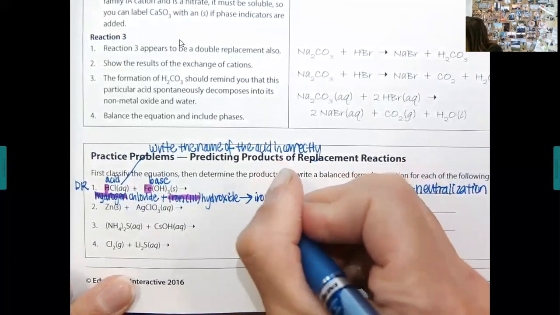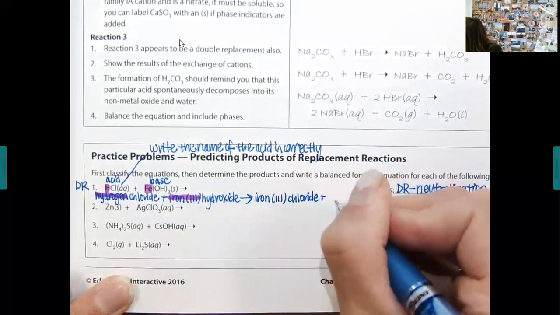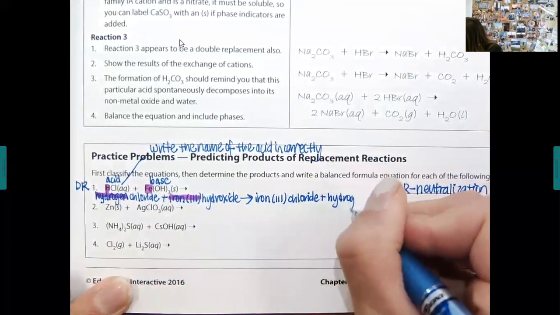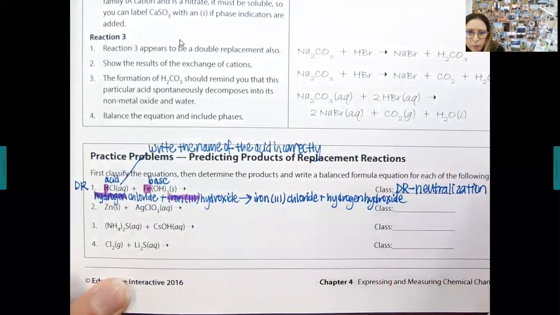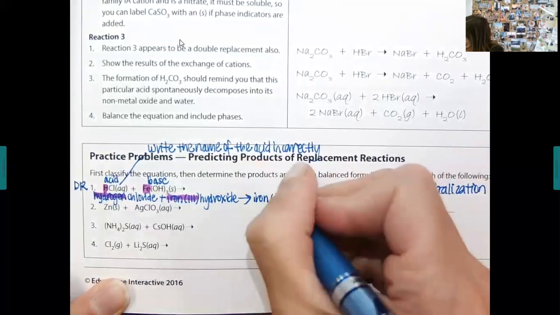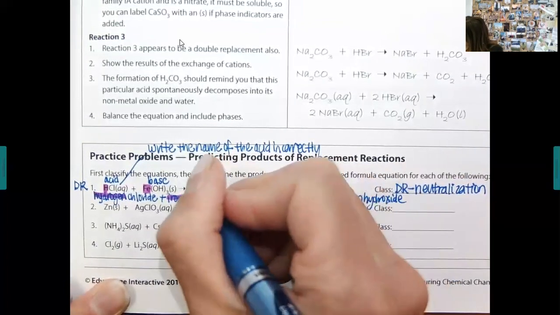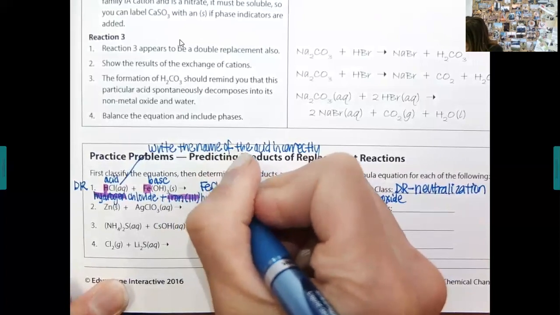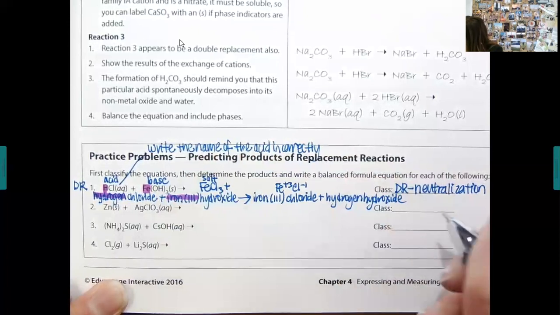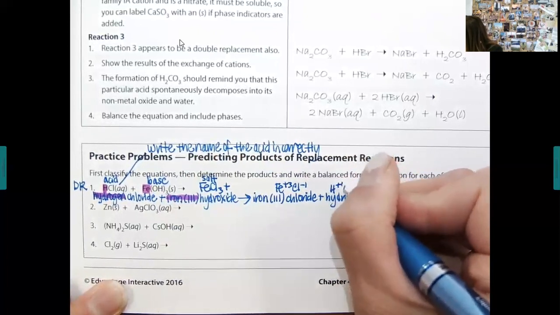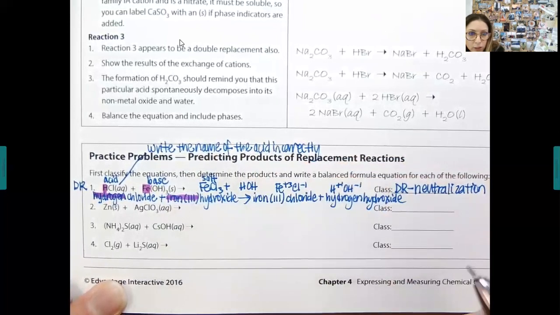You're going to form iron 3 chloride plus hydrogen hydroxide. You're going to look at your periodic table and look at the charges. You have iron 3 and chloride at Cl-1, so that's going to be FeCl3, plus, and this is your salt because it's an ionic compound. Hydrogen hydroxide is H+1, OH-1, so this is really HOH, which is just water.